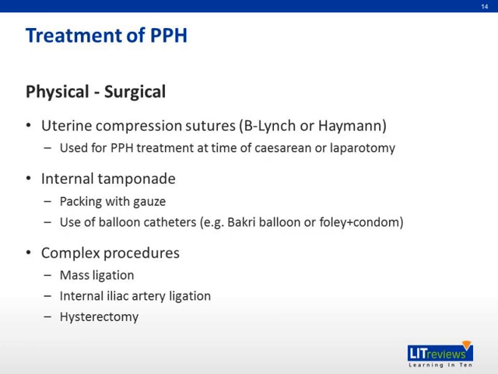The last set of treatment of PPH through surgical interventions is the use of complex procedures such as mass ligations of arteries, and internal iliac artery ligation, and hysterectomy, which is used as a last resort when all other methods have failed.